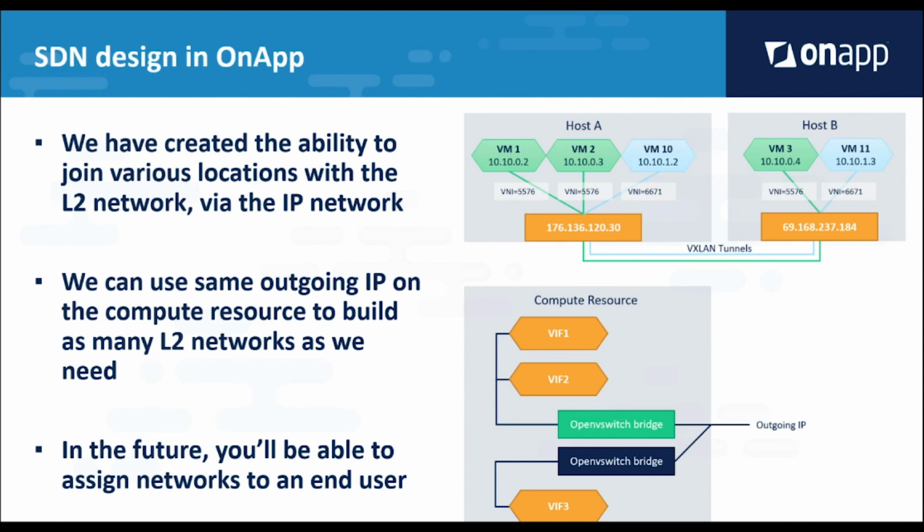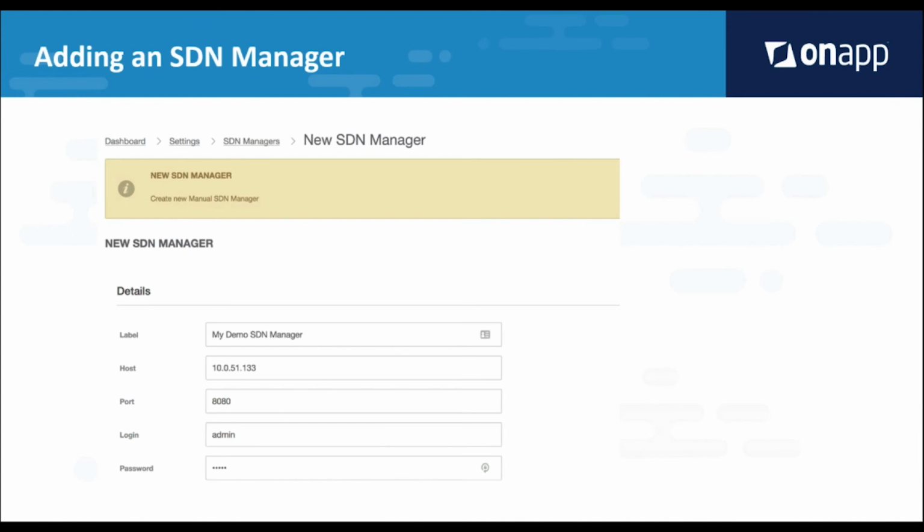So we have created the ability to join various locations with the L2 network via the IP network. You can also use the same outgoing IP on the compute resource to build as many L2 networks as you actually need. And we are planning to develop the ability to assign the SDN network directly to one particular end user. The full demo of this functionality has been recorded, and you will be able to see the link to it later. Right now, I just want to show a few highlights.